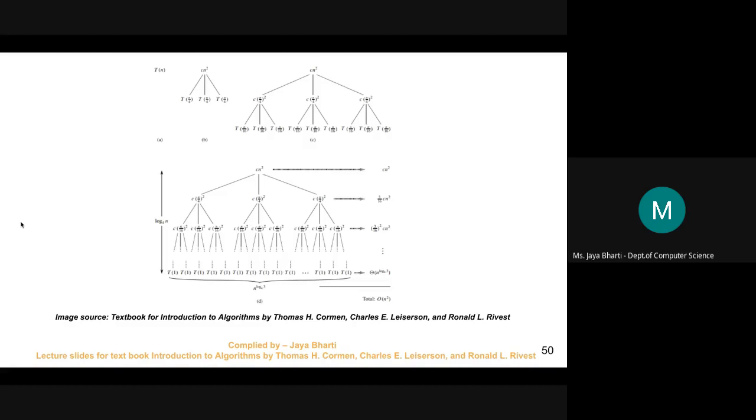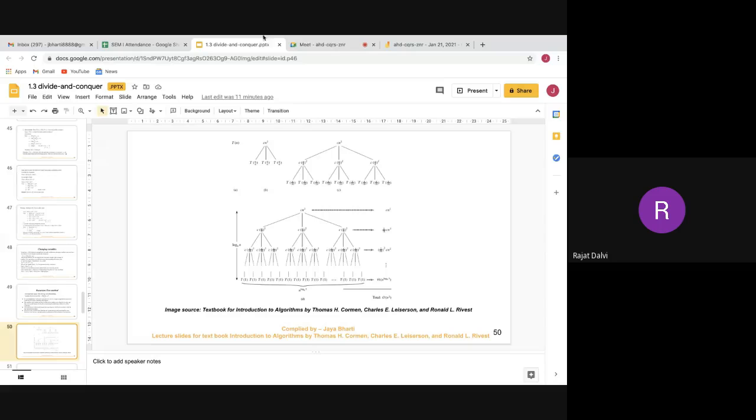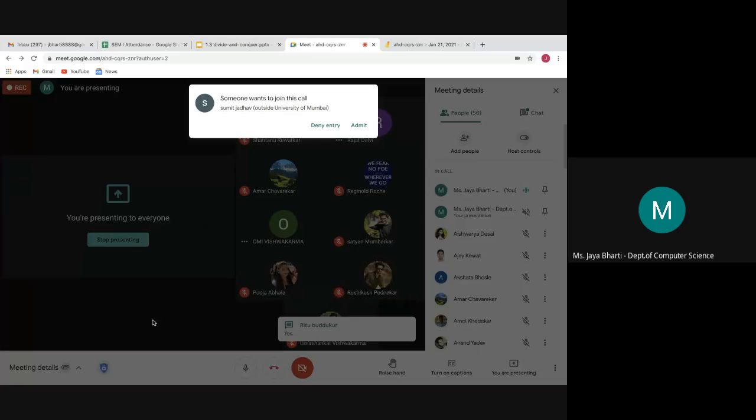Is the diagram clearly visible to everyone? Are you able to see it properly? No, ma'am. Yes, ma'am. Yes or no? Yes, ma'am.